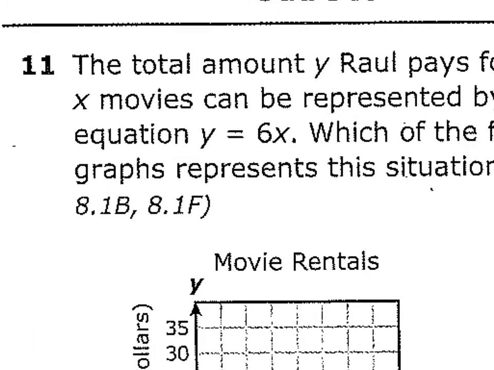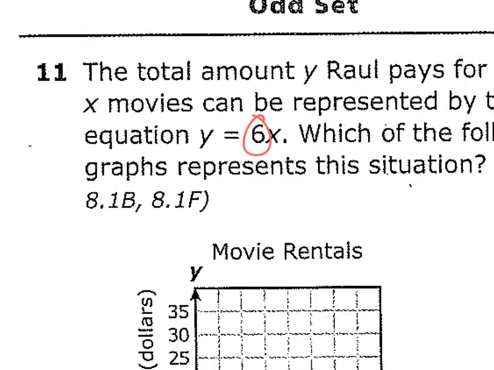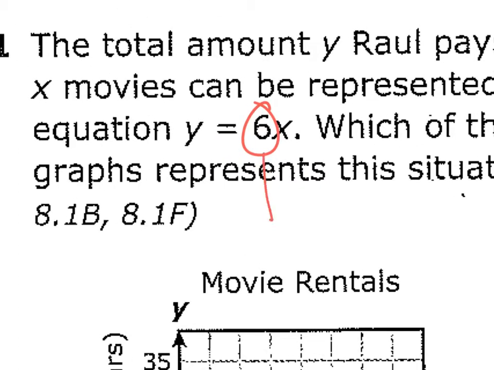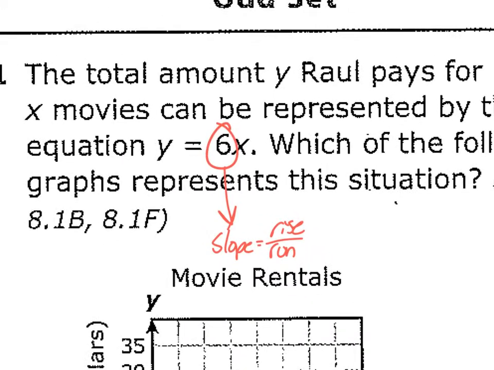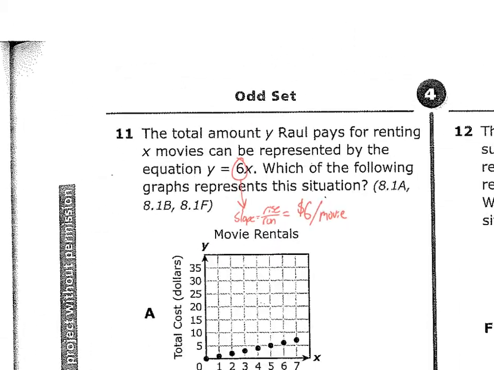Here's the thing. Again, this number right here is our rate of change. It's our slope. I'm still going to say it's our rise over run and all that, because it's super important that you guys understand these are the same thing. And if we're talking about movies, that means he's going to be paying $6 per movie. I want to make sure you guys understand that. So that's $6 per movie, or at least days rented.